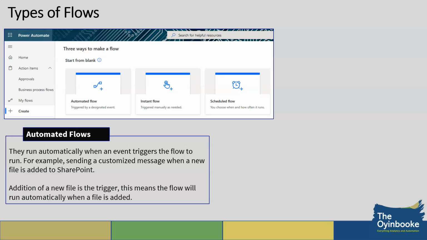So automated flows, as the name implies, get triggers automatically. So these are flows that you don't need to do anything, it just runs. For example, sending a customized message when a new file is added to SharePoint, or when someone fills a form, a Microsoft form, you want to send a mail or you want to do something after that. So those kind of flows get triggers automatically when an event takes place. Just like the two scenarios I've shared, the SharePoint and Microsoft Forms.